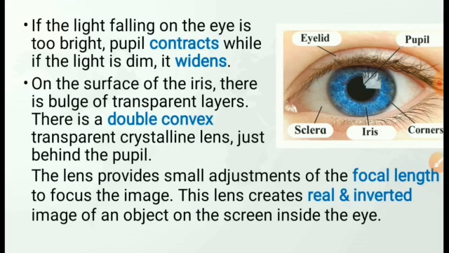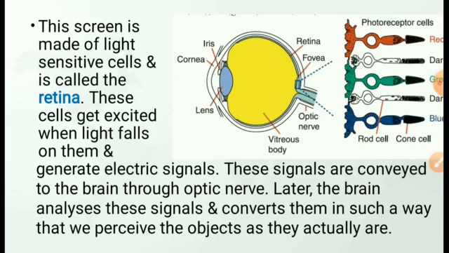This lens creates a real and inverted image of an object on the screen inside the eye. This screen is made up of light sensitive cells and is called the retina. This is the retina and these are the light sensitive cells, rod and cone type. These cells get excited when light falls on them and generate electric signals. These signals are conveyed to the brain through the optic nerve. Later, the brain analyzes the signals and converts them in such a way that we perceive the object as they actually are.